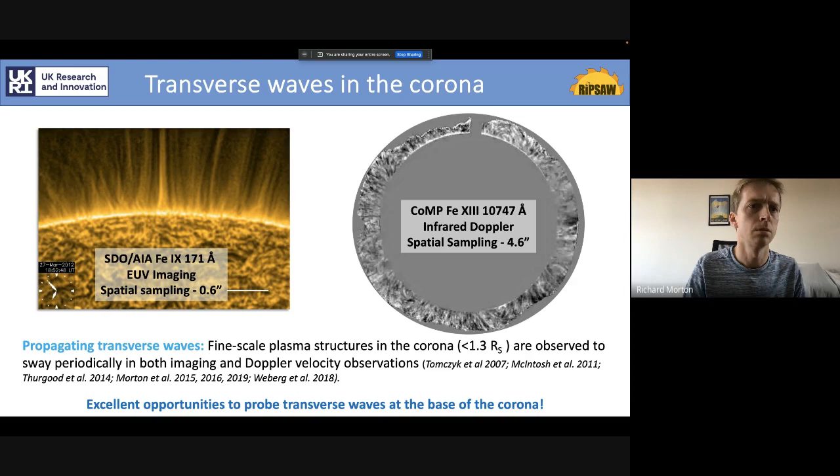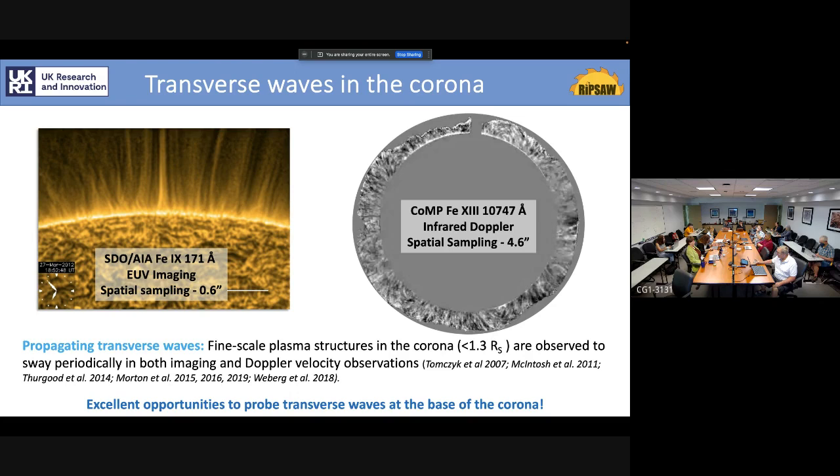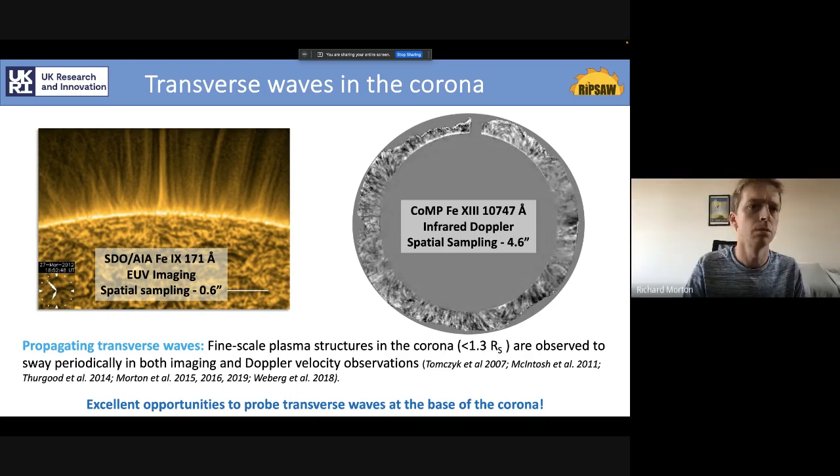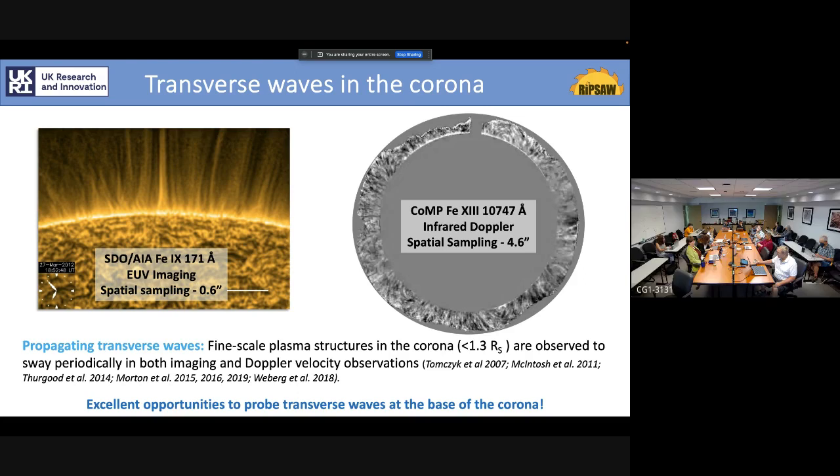I don't mean to belabor these points, but I have one more question. UCoMP has a slightly higher spatial resolution than CoMP. Should we expect to see a slightly higher wave amplitude in UCoMP than CoMP? Potentially. I think that's the best I could say, potentially. Okay. You should look.